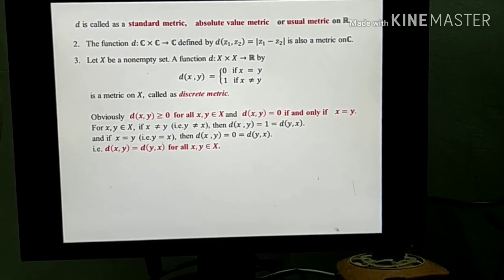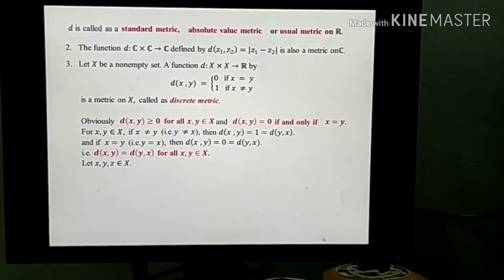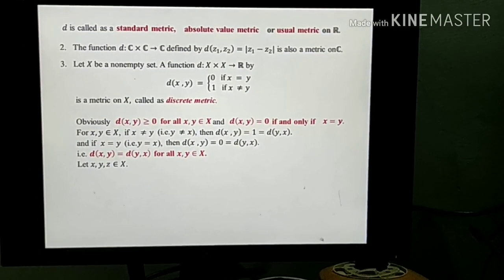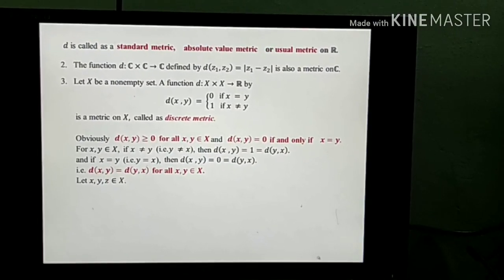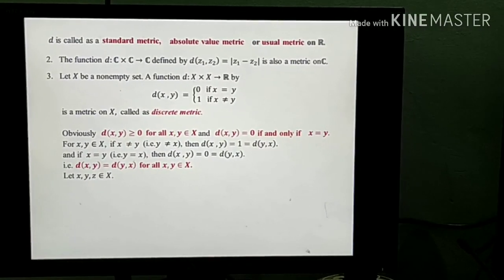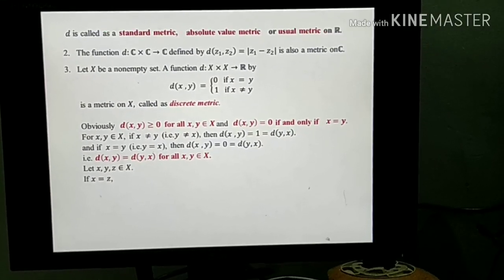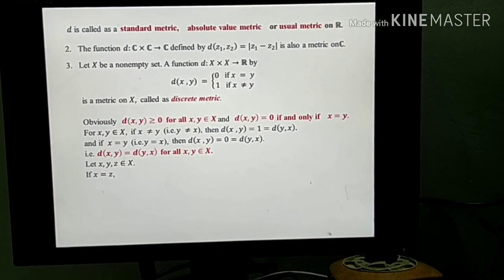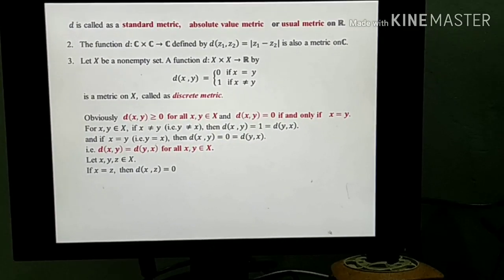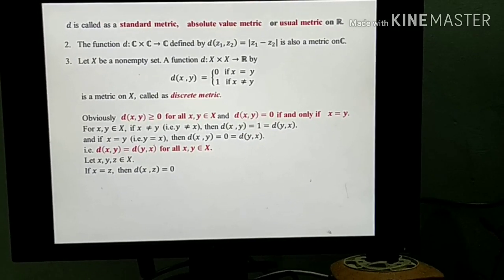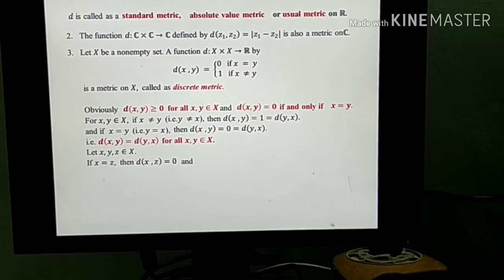For the fourth property, we have to consider any three elements of X, and we have to show that d(x,z) is less than or equal to d(x,y) + d(y,z). Now we will consider two cases. First case: if x and z are equal, then obviously by definition of d, d(x,z) is equal to 0. And on the other side, d(x,y) and d(y,z) both are greater than or equal to 0, therefore their addition is also greater than or equal to 0.